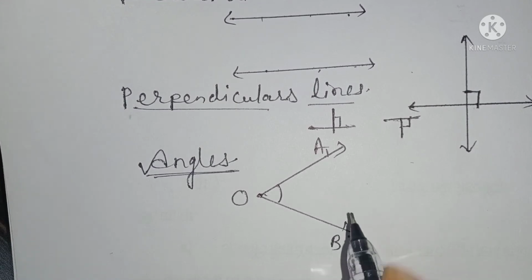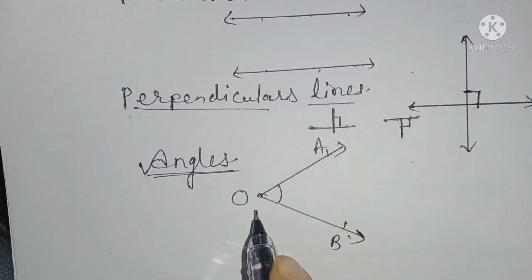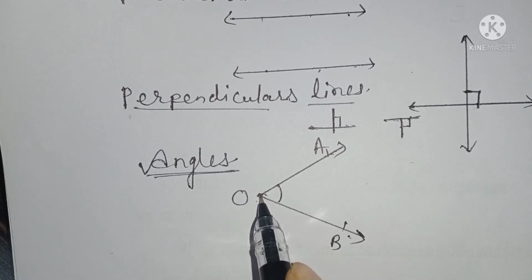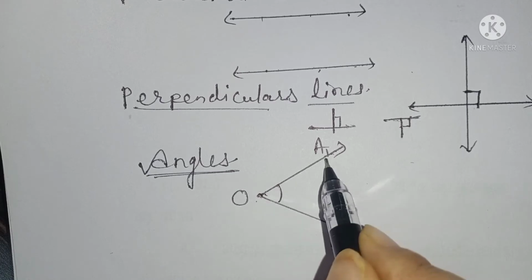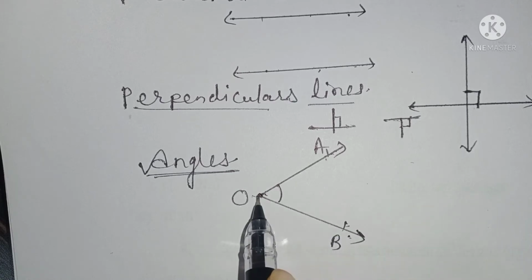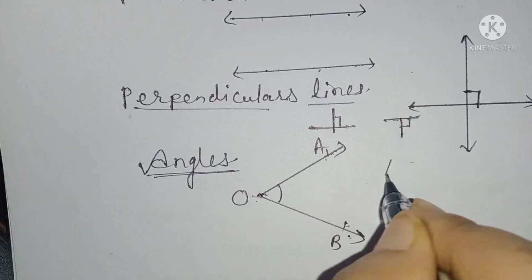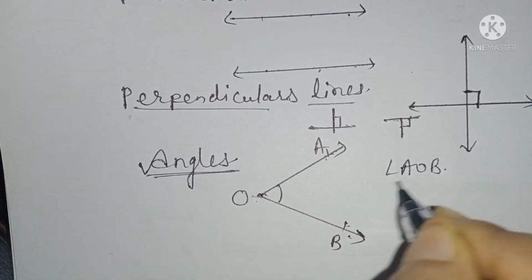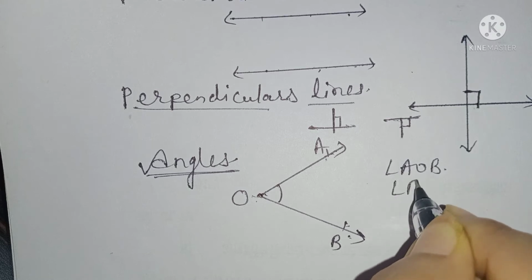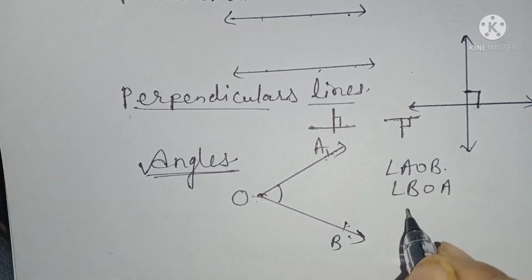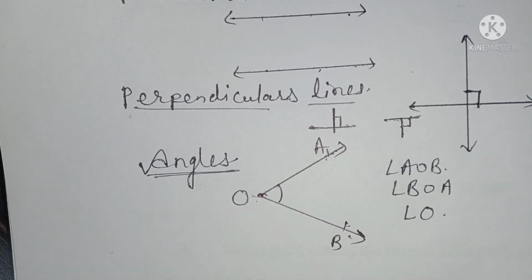An angle is a union, meaning where they meet, a union of two non-collinear rays with a common initial point. The initial point is common. They begin from the common point O. OA ray and OB ray both meet at O. So this is angle AOB. This can be written as either angle AOB or angle BOA. It can also be written as angle O in this way. This you have also learned in the lower classes.